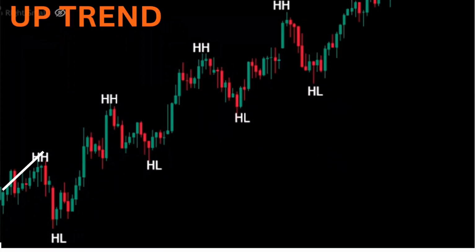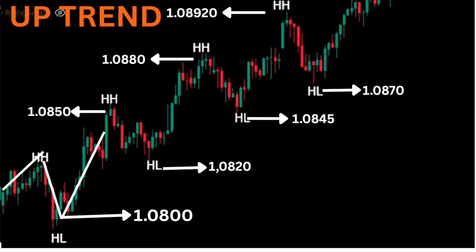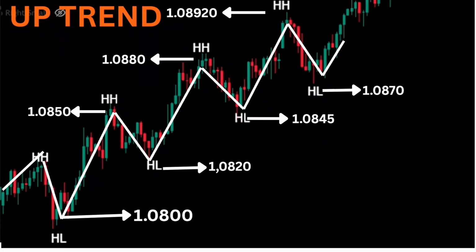EURUSD is sitting at 1.0800. Price rallies to 1.0850. That's our first swing high. It pulls back to 1.0820. Then it rallies again, this time to 1.0880. That's a higher high. It pulls back to 1.0845. That's a higher low. Then it pushes up to 1.0920, another higher high, pulls back to 1.0870, another higher low. That's clean bullish structure. Institutions are buying.